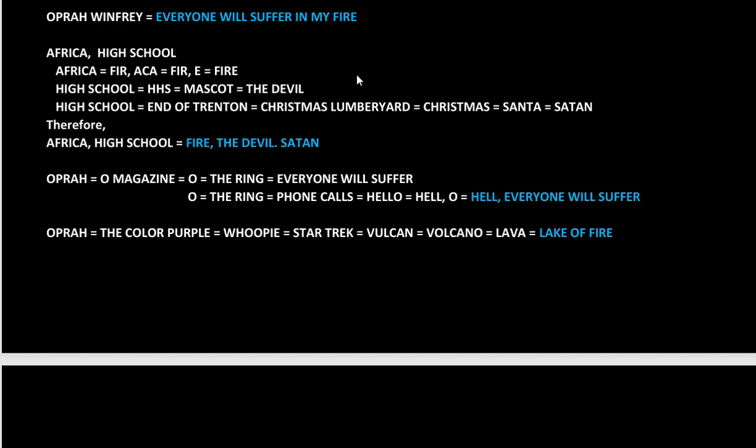Oprah was in the movie called Color Purple, as was Whoopi Goldberg. Whoopi Goldberg was on Star Trek. On Star Trek, there was a Vulcan named Spock. Vulcan is a word that appears on a manhole cover on Georgia Street next to where my parents used to live. There's now a Dollar General where my parents used to live.